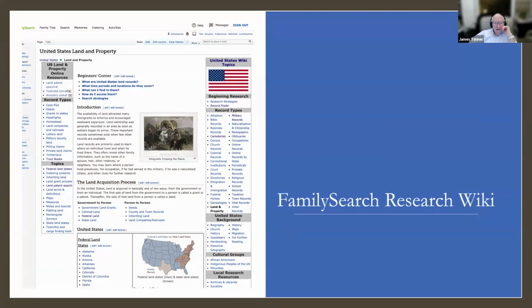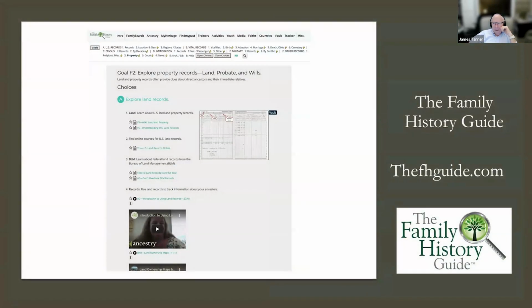For some information about how the records were kept and where they are, and all the types of records that might be available, the FamilySearch Research Wiki is a tremendous assistance. It's got all of the details on all of the different types of things and explains it in detail. The Family History Guide also has an extensive amount of information about property, land, and probate records and wills in every state and every county in the United States, and in counties in England and many of the other countries of the world.